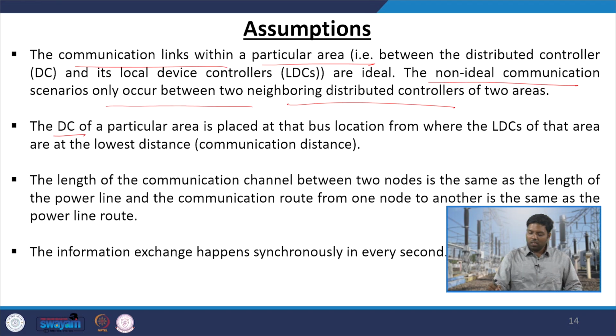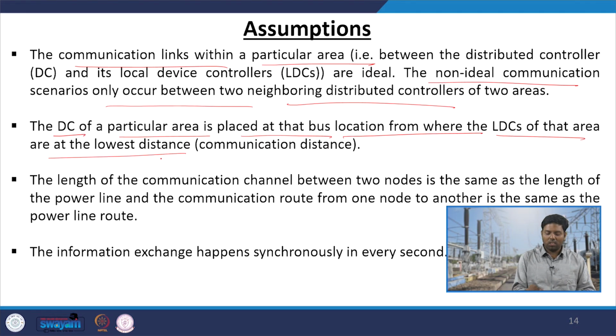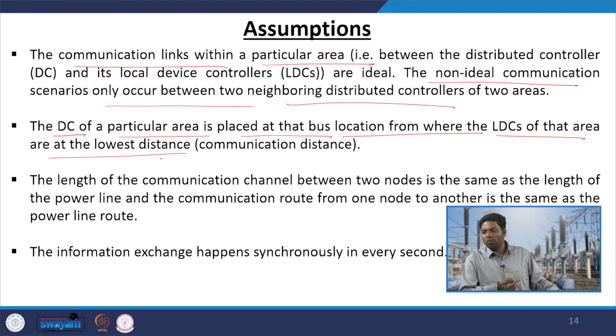A local distributed controller of a particular area is placed at the bus location from which the distance to the other nodes of that area is the lowest. That is also favorable. You do not want your communication mediums to be very long. So, normally we put the substation in that place where the electrical distance or the communication distance between different control agents or communication agents is smaller. So, that is one assumption we have chosen.